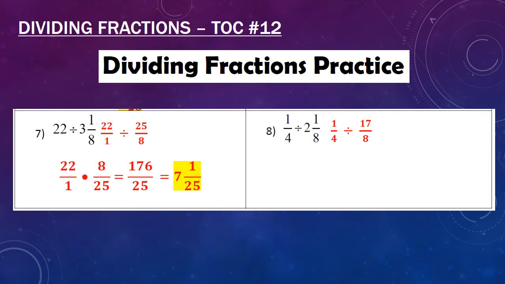Kind of jumped ahead for the next one. 2 1/8 becomes 17/8. Keep the first fraction the same, multiply, and then flip your second fraction. And when you multiply, you get 8 over 68. And I can divide both of those by 4. And when I do that, I get 2 over 17.